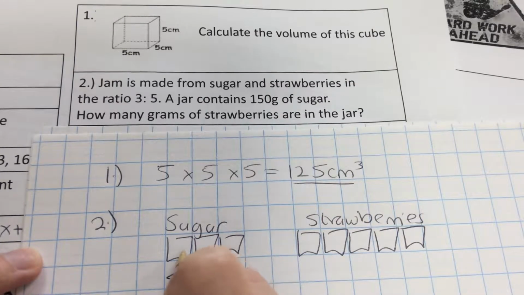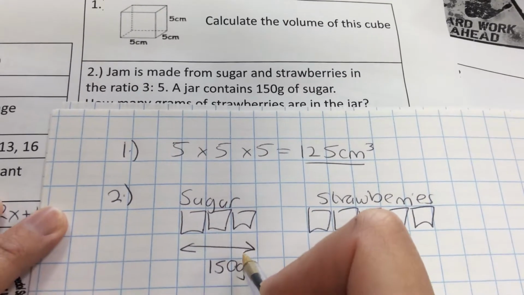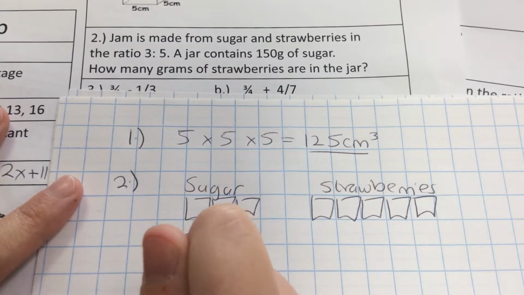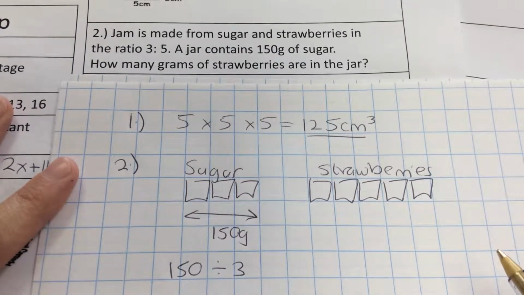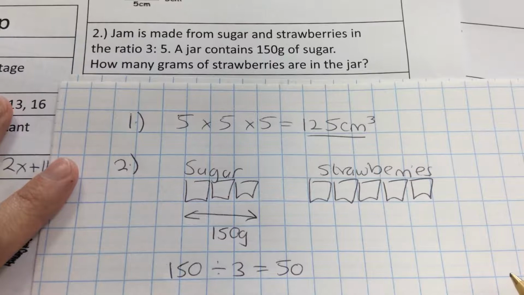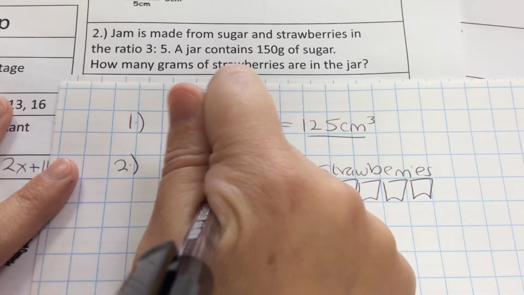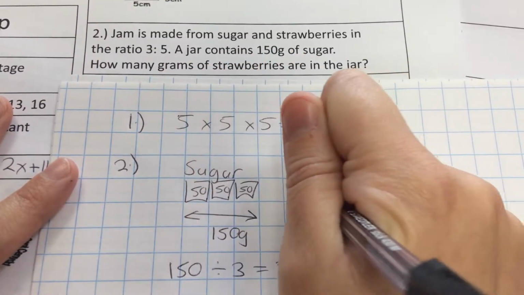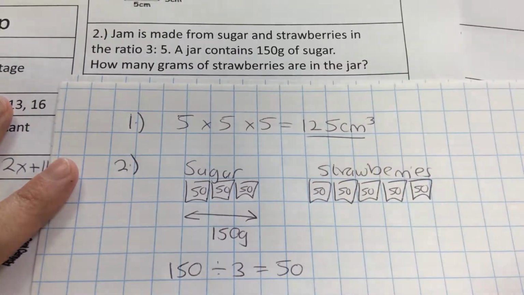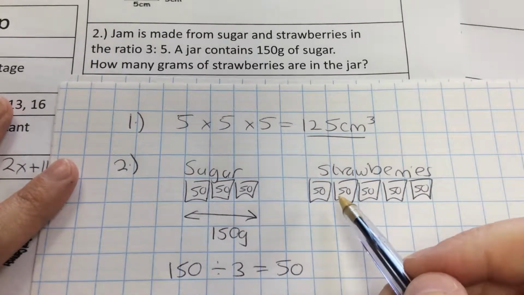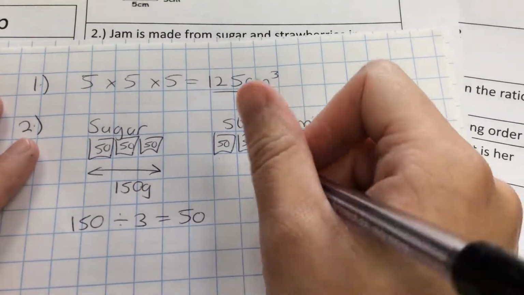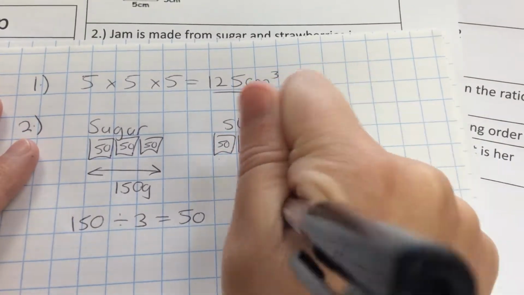Well, I can see if 3 parts is 150, to work out 1 part, I would now need to calculate 150 divided by 3. And 150 divided by 3 is 50. So I know each part is going to have to be worth 50. So going back to the question, how many grams of strawberries do I have? 5 lots of 50. My answer is 250 grams.